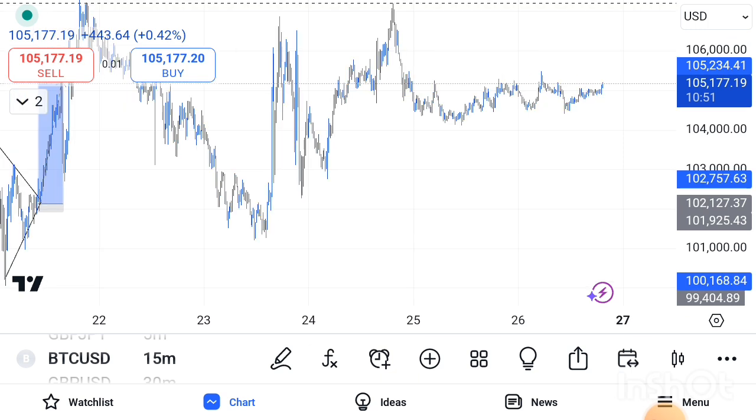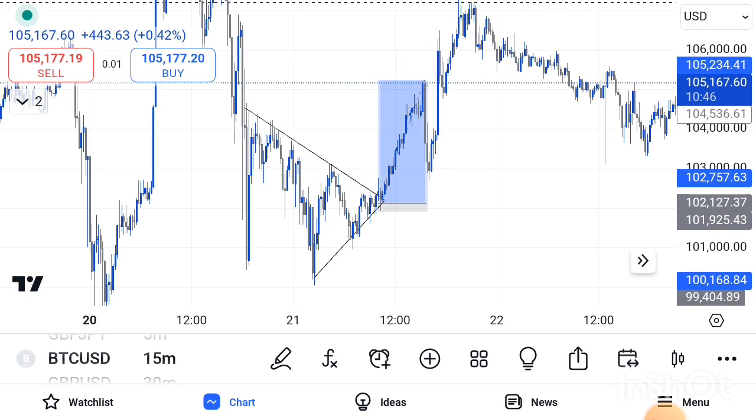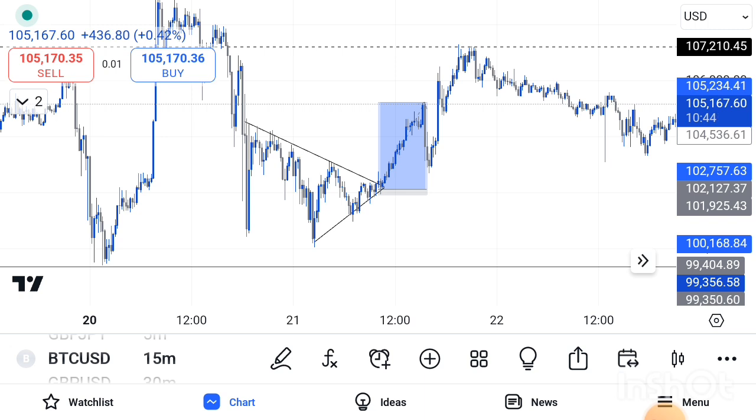You can practice this on demo first, gain confidence, see how it works, and then you can start trading live. I trade it. This trade was taken on my Telegram.